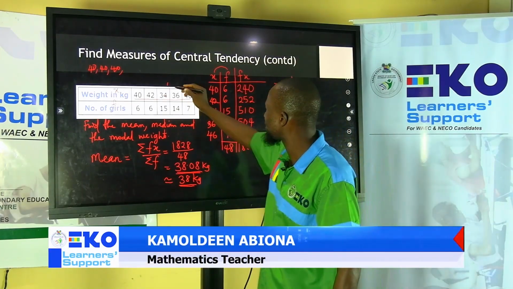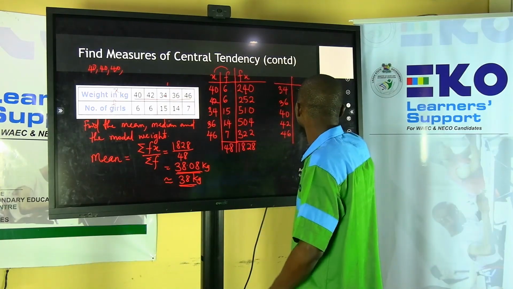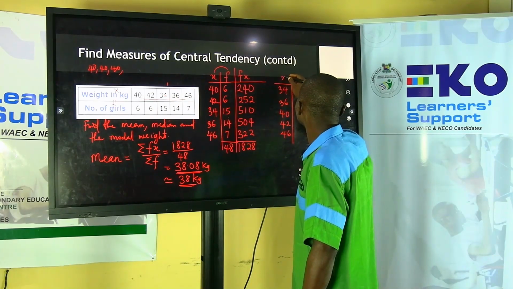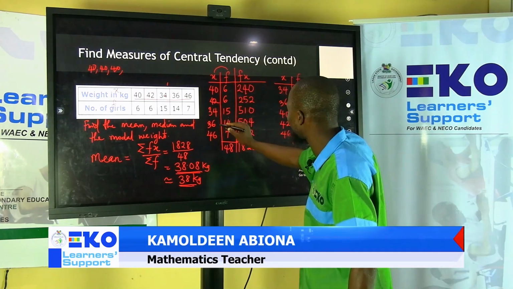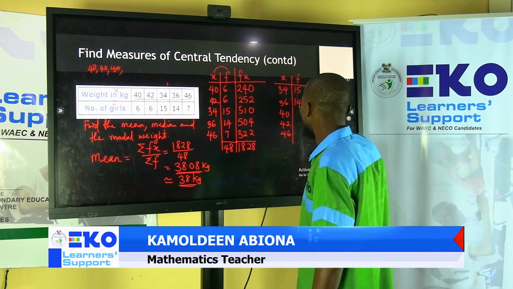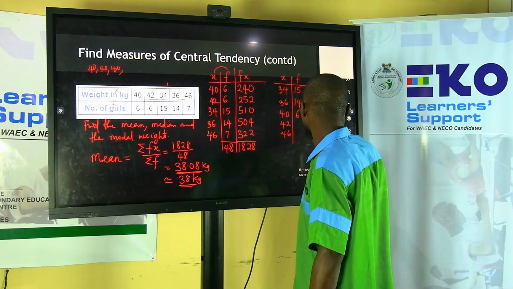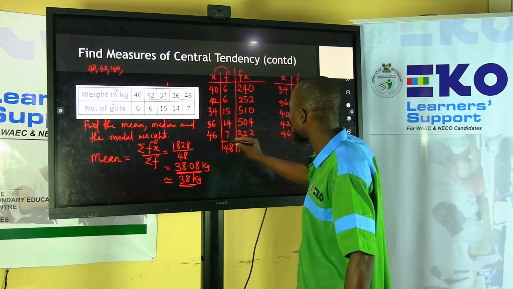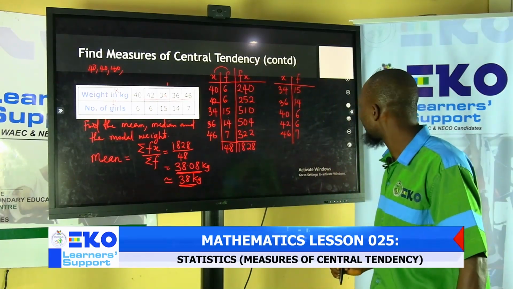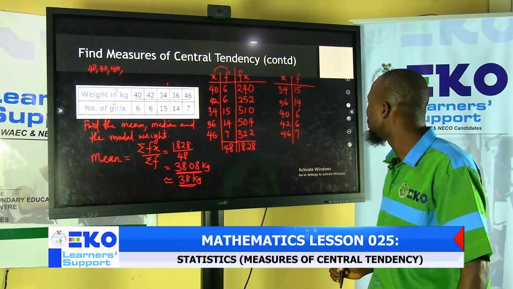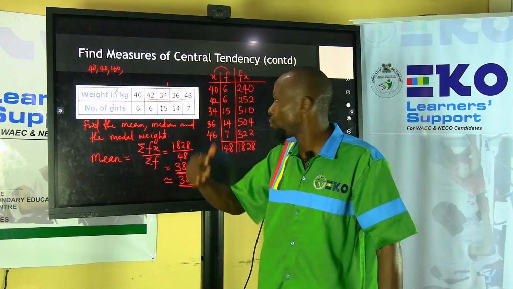So 34, what's the frequency of 34? The frequency of 34 is 15. Then the frequency of 36 is 14. Frequency of 40 is 6. Frequency of 42 is also 6. And the frequency of 46 is 7. Okay, so I think that is well represented now. After doing that, you can now pick the middle value.